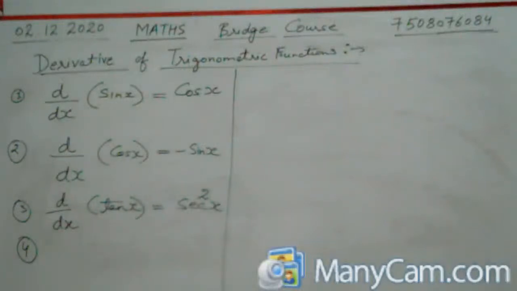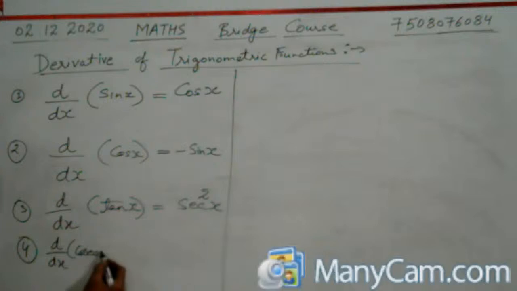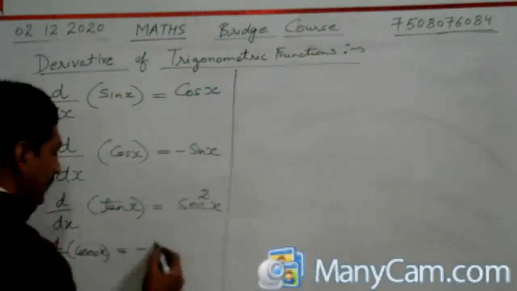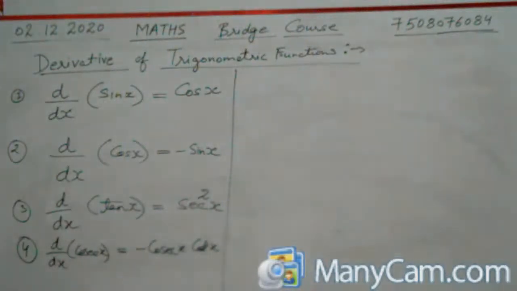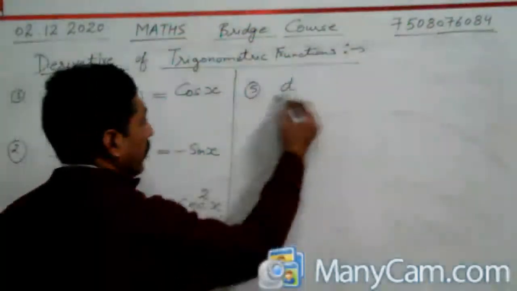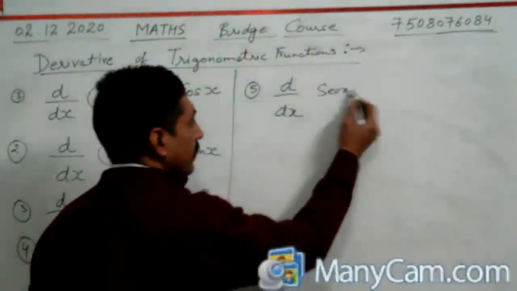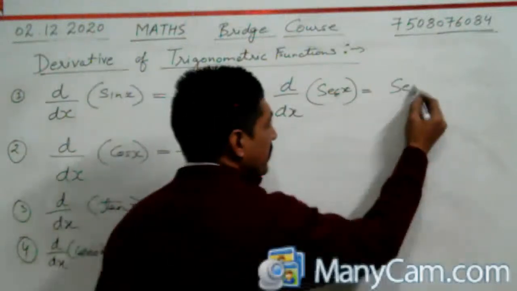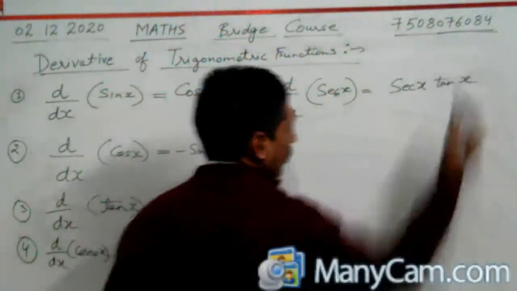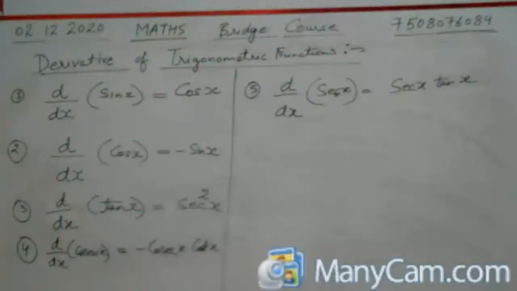And the derivative of cosecant x, d/dx of cosecant x, is equal to minus cosecant x cotangent x. And then we have the derivative of secant x, dy/dx of secant x, which is secant x tangent x.